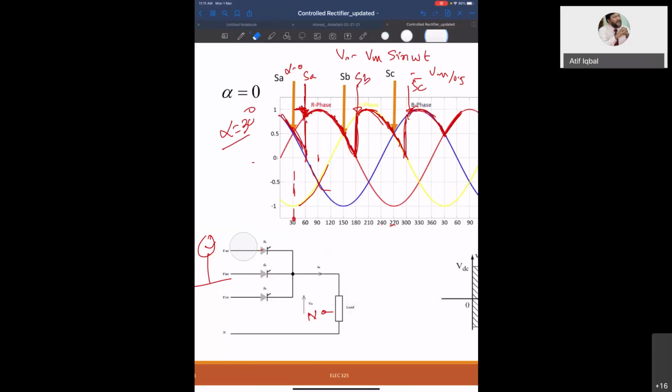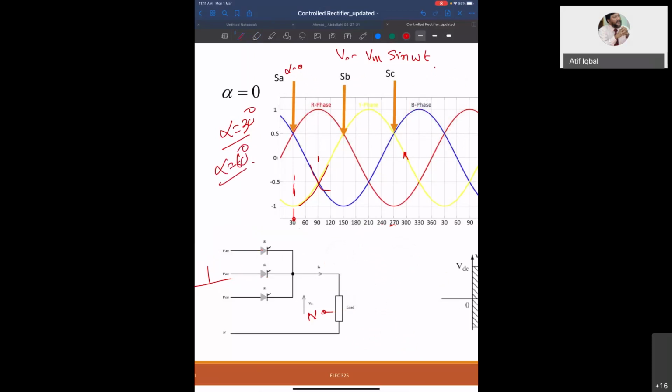Yes, doctor. Okay. Now let us see what will happen if you have alpha equal to 60 degrees. So we start counting from this point. Where will be my 60 degrees? This is my point for the 60 degrees. That means SA will be on here, SB will be on here, and SC will be on here. Okay. So now what will be my output? You see, output will be this. It will come like this.